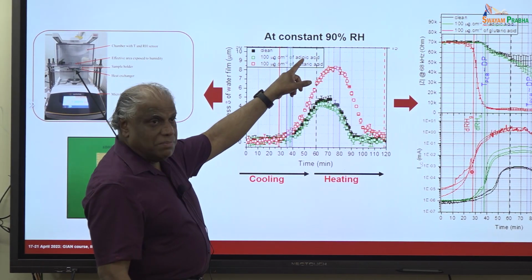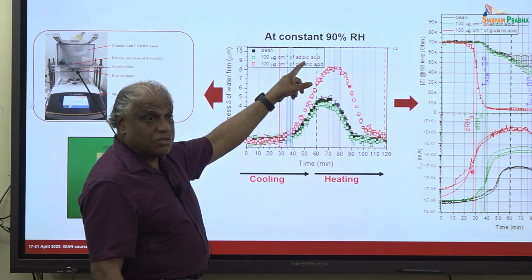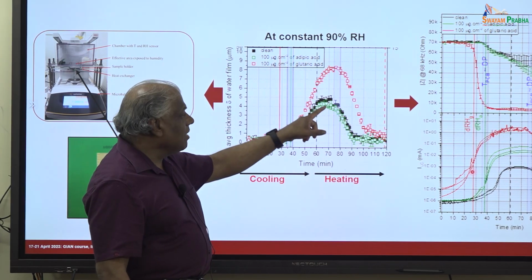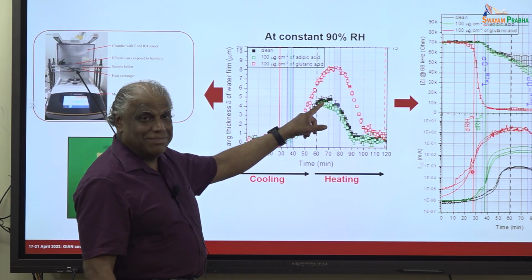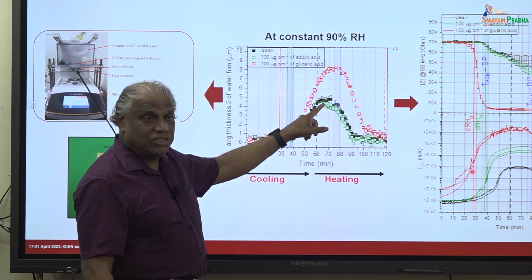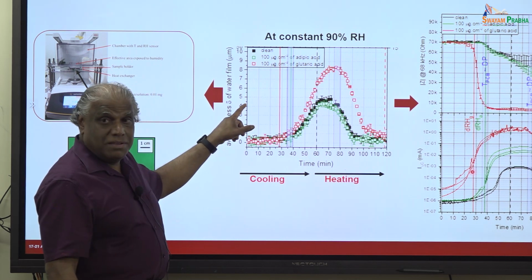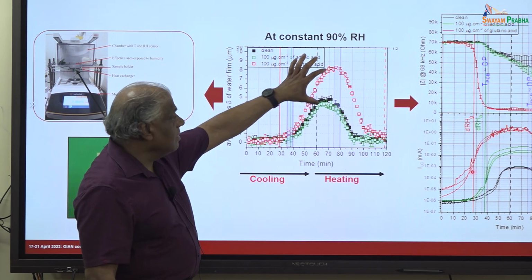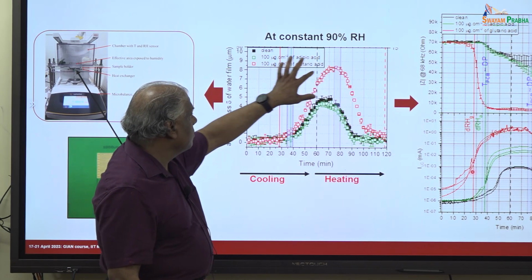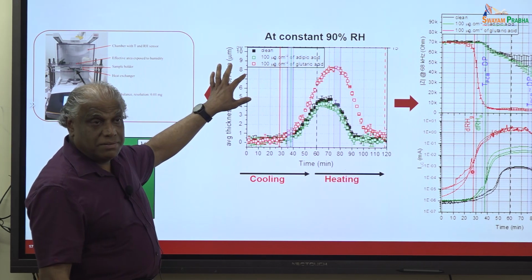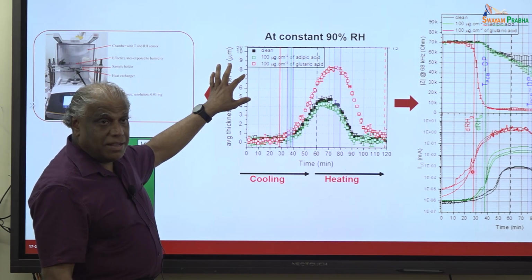If you have adipic acid, because adipic acid is much less hygroscopic, that is almost like a clean surface, which will not change the water film thickness much. But if you have the glutaric acid, on the other hand, it forms almost double the thickness of water film, around 8 micrometers. That's one thing you see here.